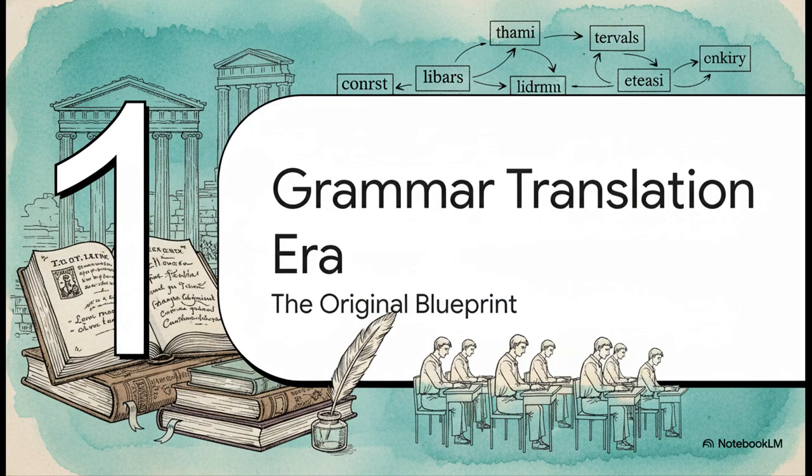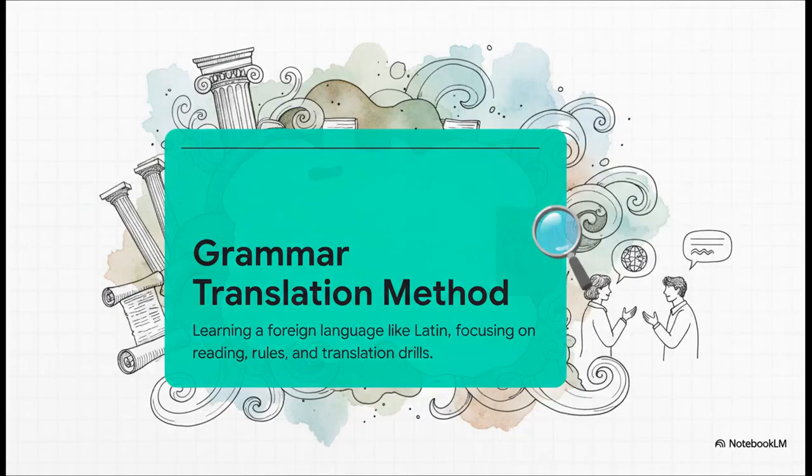Our story kicks off with a method that basically treated learning French or German the same way you'd study an ancient, dead language, like Latin. It was called the grammar translation method. And you have to understand, the whole point wasn't to order a croissant in Paris. Not at all. The goal was to be able to read classic literature, Goethe, Victor Hugo, and to give your brain a good workout through super rigorous grammar drills and translation exercises.